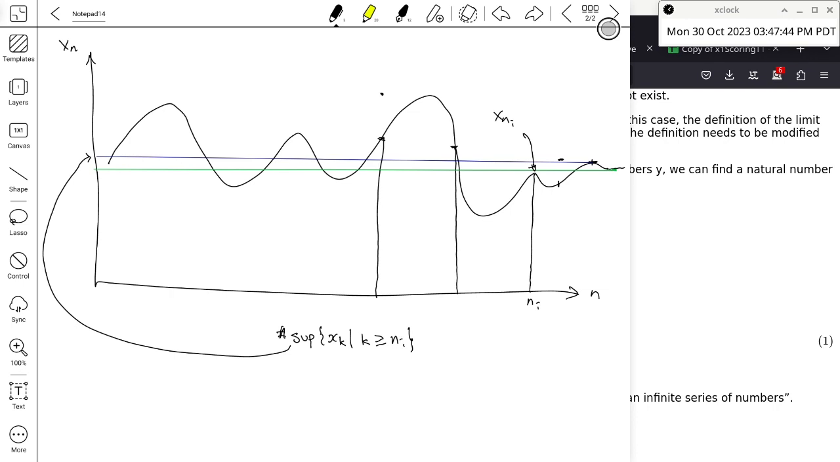Can you do more examples? Sure. I'll give you the fun example of the alternating ones and negative ones. Okay?